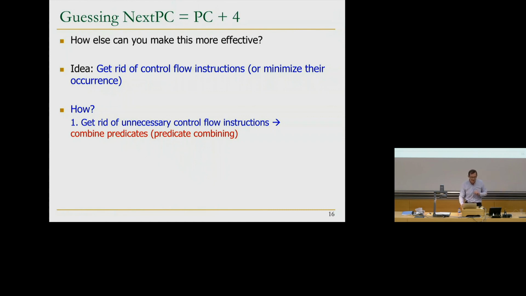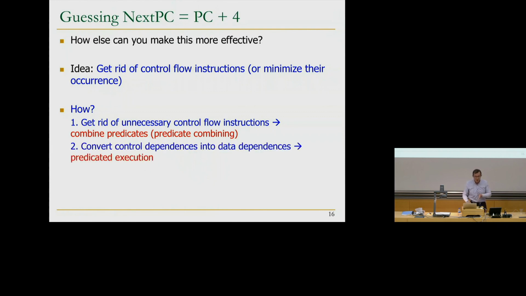I'm not going to go through this in detail, but you can think of this as a programmer also, right? If you have a lot of separate ifs, you may think about combining them. And the compilers can do that for you as well. Or you can convert control dependencies into data dependencies, which we're not going to get into right now. But that's another method of getting rid of branch instructions.